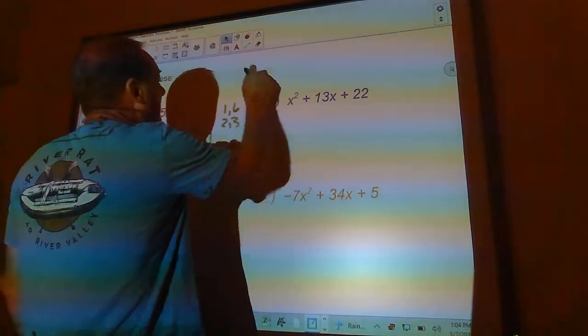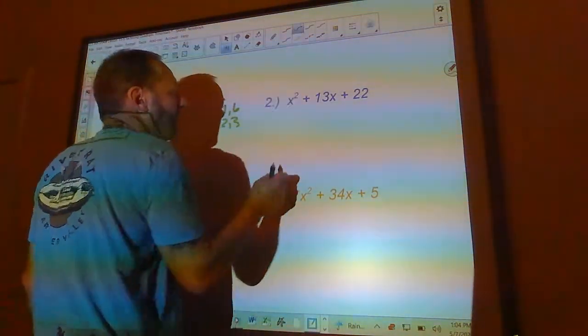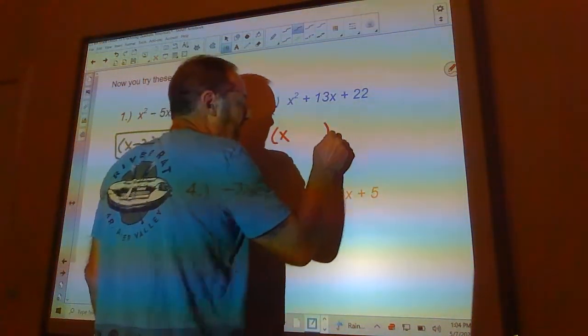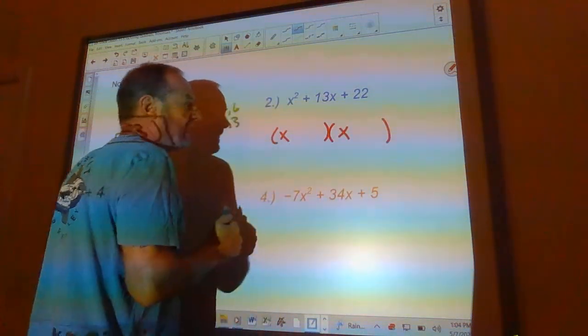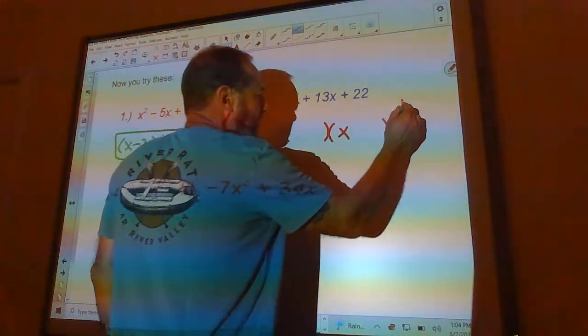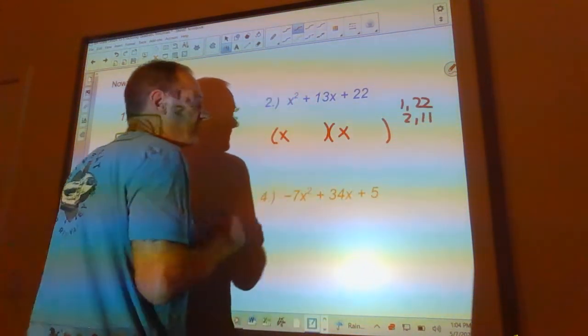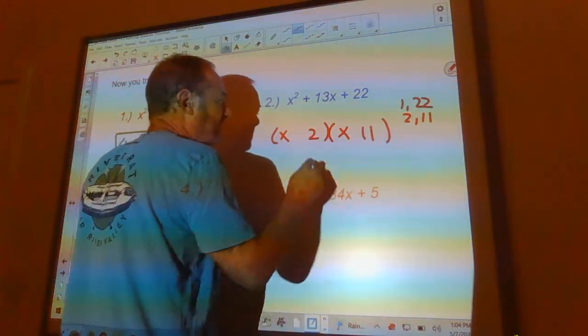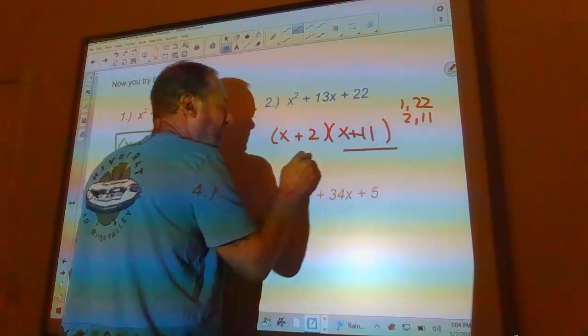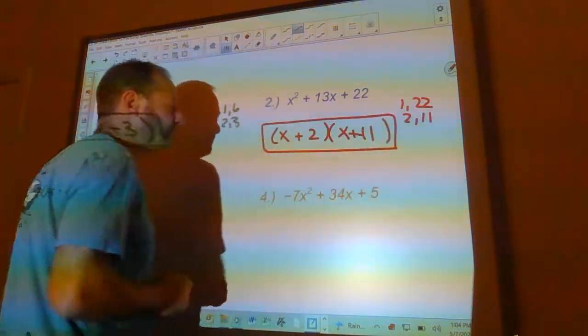This one is not too bad either. x and x. My factors of 22 are 1 and 22 and 2 and 11. And I need to make 13. That's pretty obvious. That's going to be 2 and 11. Both of those are going to be plus. And I'm done with that one.